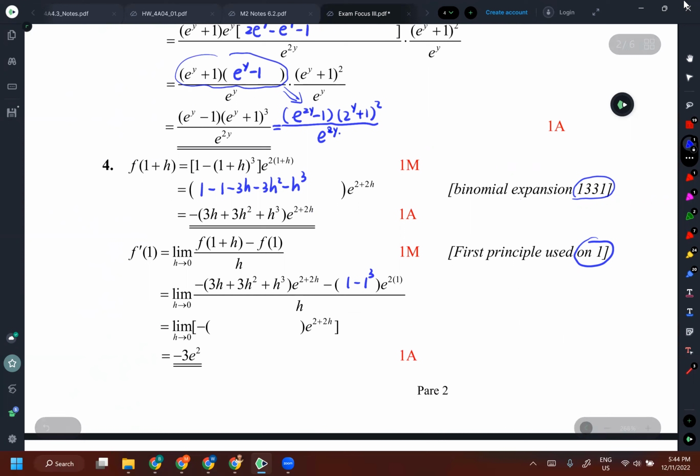Just 0, basically. And then in this step, you must simplify. By simplify, I mean the denominator must be gone. So you're left with 3 plus 3h plus h squared. One of the h is deleted.